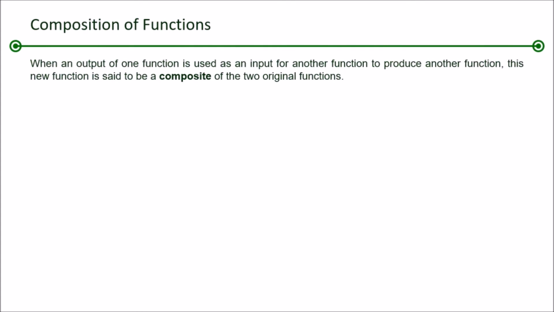Composition of functions. When an output of one function is used as an input for another function to produce another function, this new function is said to be a composite of the two original functions.